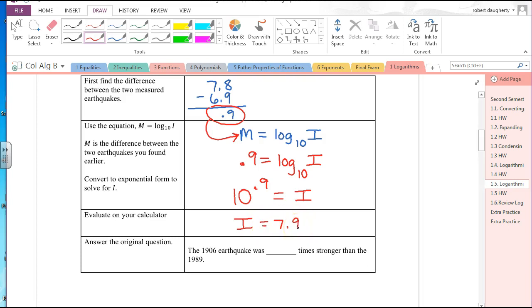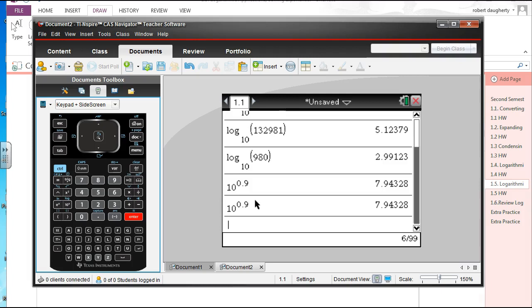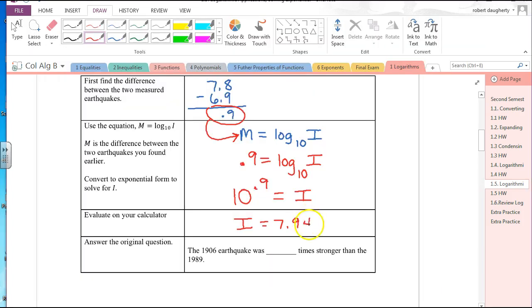7.94328. This is a word problem. The answer to a word problem always has units. It also has words. There we go. Okay. So the 1906 earthquake was 7.94328 times stronger than the 1989 earthquake.